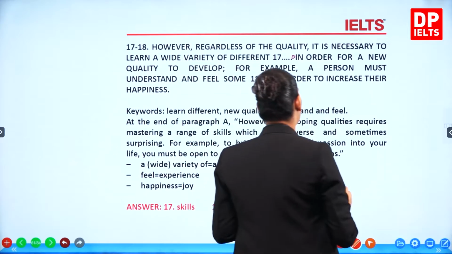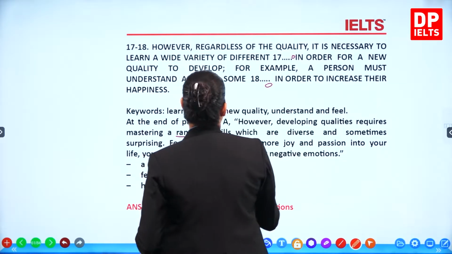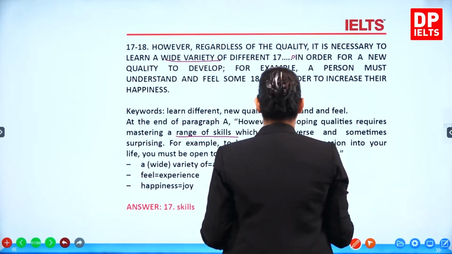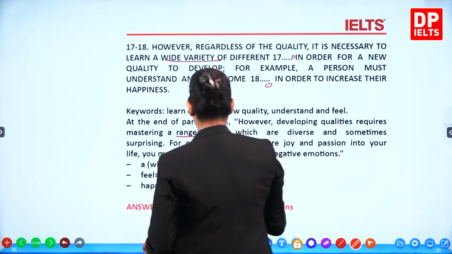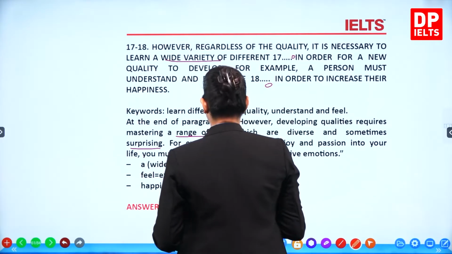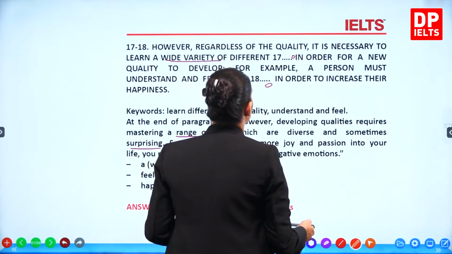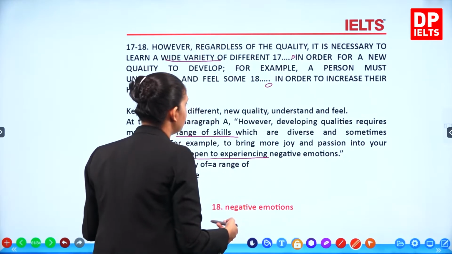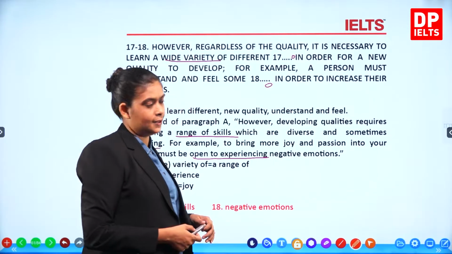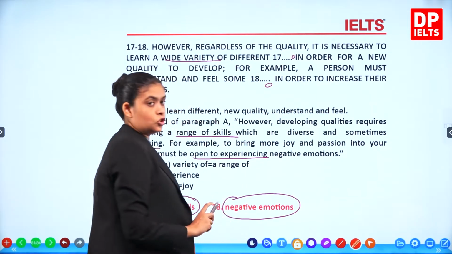Let's read through. However, developing qualities requires mastering a range of skills. A wide variety of different, what should you have? Skills, which are diverse and sometimes surprising. For example, to bring more joy and passion into your life, you must open to experiencing negative emotions. So you should be able to understand and feel some negative emotions in order to increase the happiness. So here, skills, next one, negative emotions.